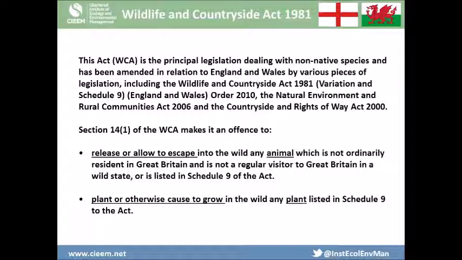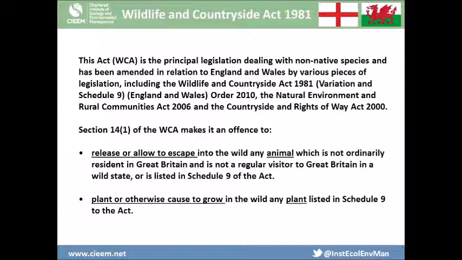So the next one's an oldie but a goldie. The Wildlife and Countryside Act has been around for a while. 1981 is when it first came into force, but it has been amended by various different legislation since then. And currently there's a list of approximately 100 plants and animals for which there are specific regulations about their spread in the wild. So it's reasonably simple, basically.